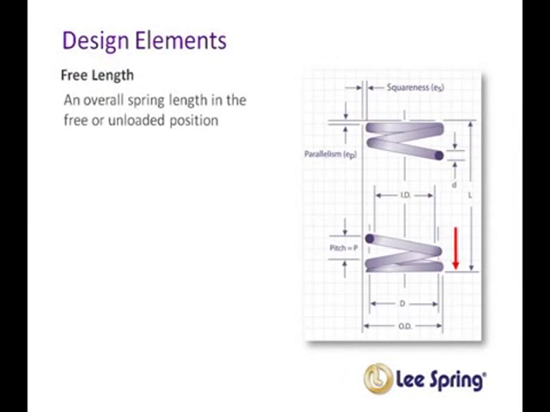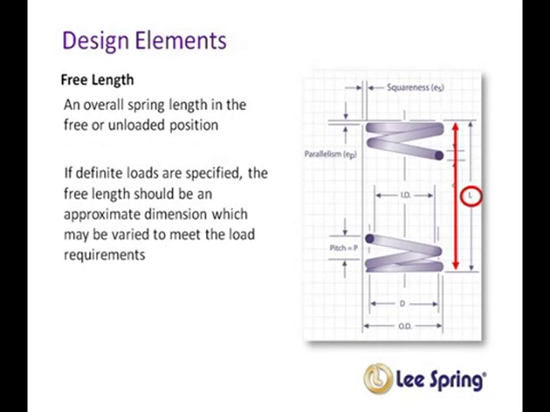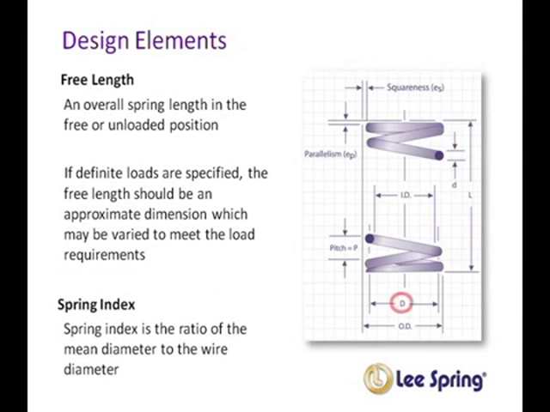Free length is the overall spring length in the free or unloaded position. If definite loads are specified, the free length should be an approximate dimension, which may be varied to meet the load requirements. Spring index is defined as the ratio of the mean diameter to the wire diameter.